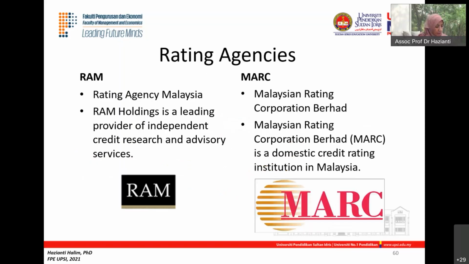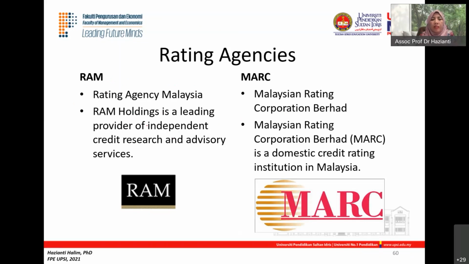All right, so in Malaysia, the bonds are rated by rating agencies, such as RAM, Rating Agency Malaysia, and also MARC, Malaysian Rating Corporation Berhad. So normally if you look at business news, the ratings are provided by these agencies.